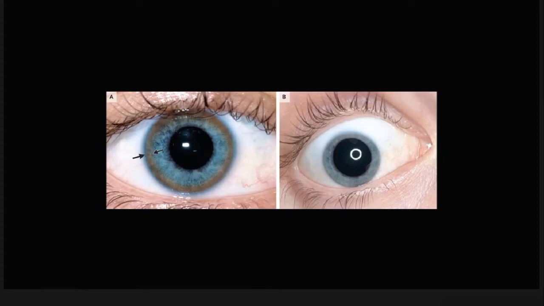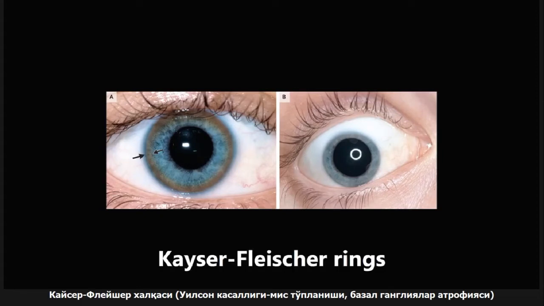This next one here is an example of a Kayser-Fleischer ring. You obviously see the ring around the eye right here. So these are seen in Wilson disease, and this is due to a copper accumulation. And most people know that. The one thing that a lot of people don't know is that almost every time when you have this Kayser-Fleischer ring, that means that the patient has basal ganglia atrophy as well. So it's associated with Wilson disease, and when you see this, if they're asking something neurology related, you want to be thinking about basal ganglia atrophy. Very important to know that.